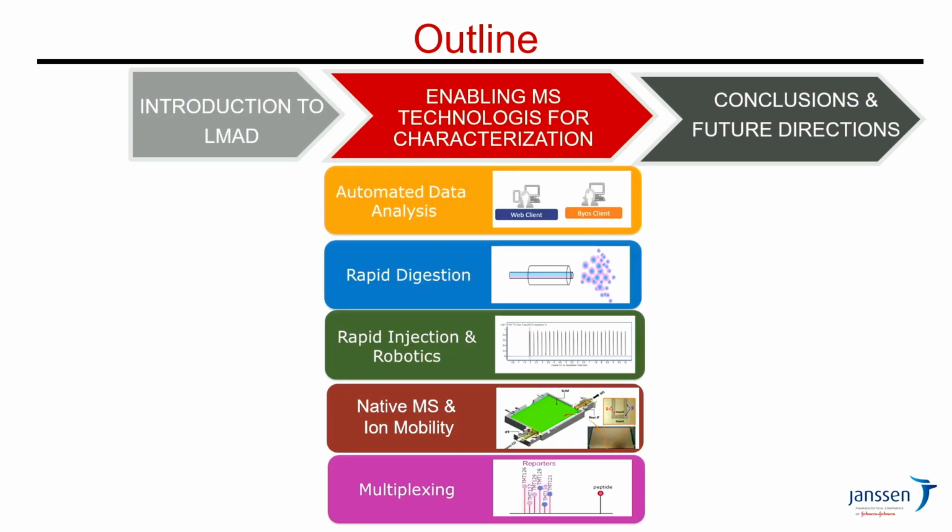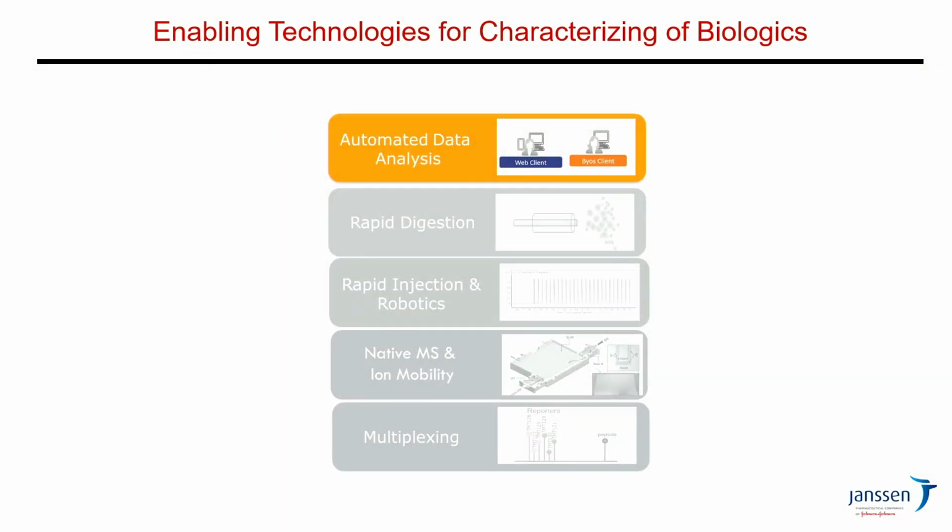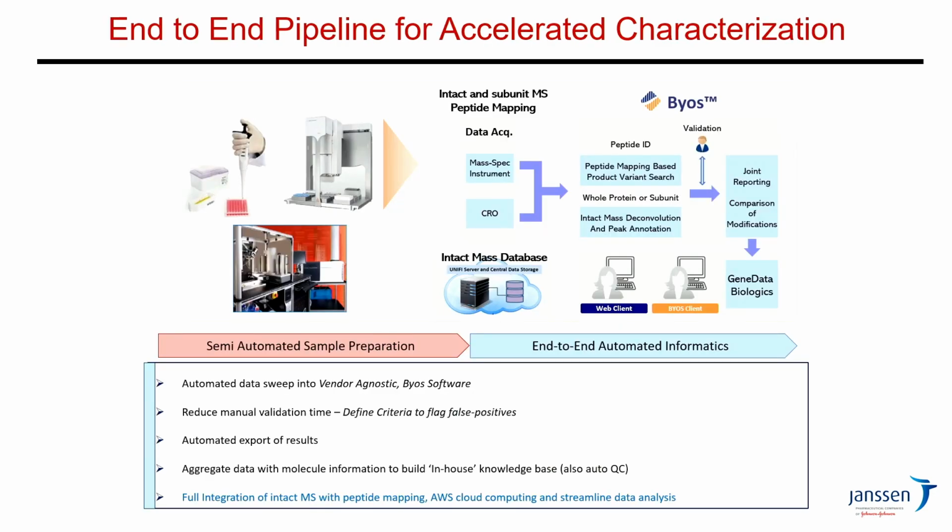So the first one is the automated data analysis pipeline, and these are the topics that I'll be going through today. And the data analysis pipeline that we have built in collaboration with Protein Matrix, which is a software company that we've been working with for the past 5 years or so, is to completely automate our data analysis end of the pipeline. So we believe that the end-to-end process should start from sample preparation all the way to reporting and data aggregation.